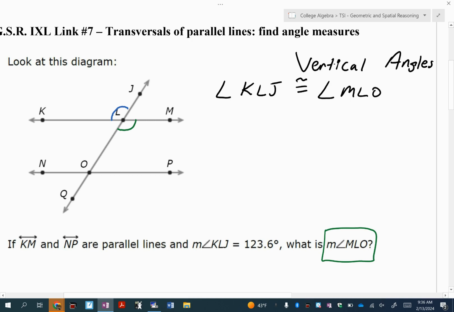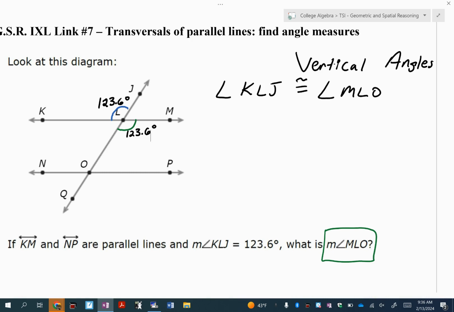So what is the angle measure for MLO? No, what was the angle measure for KLJ? It was, see how it was 123.6? It is also going to be 123.6. Okay? So in this case, if you know the vertical angle theorem, then you know that they are going to be the same.